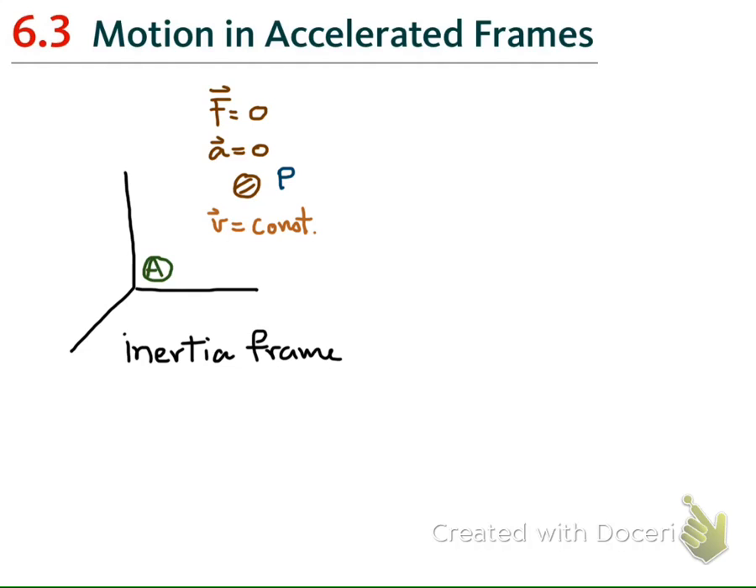Now, if you have another observer on another frame of reference, and we call this observer B, and if B moves with an acceleration relative to A, we know that the reference frame of B is not an inertial frame.